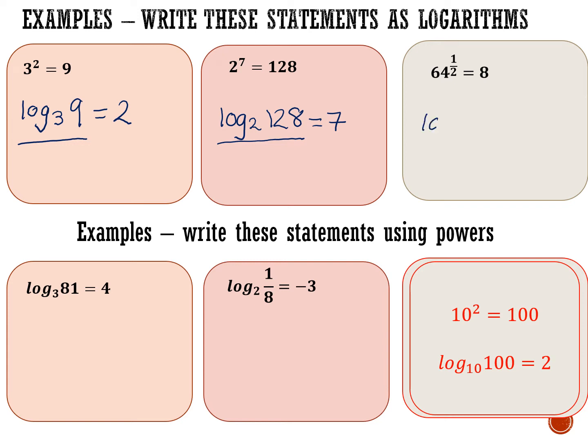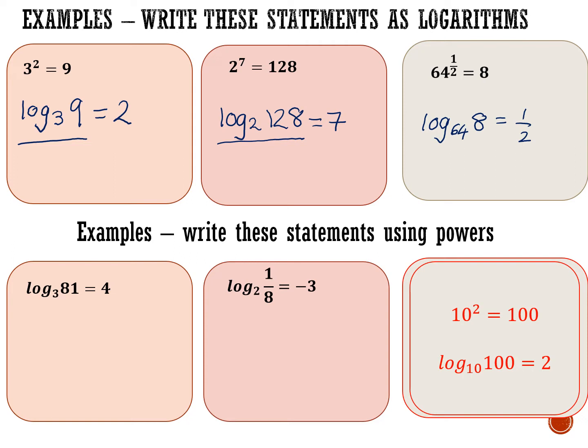Let's do the final one of this form. Log, the base number is 64. 8 is my answer in my exponential form. And here I'm saying, what power do I raise 64 to get 8? And the answer is, well, I square root it, but as a power, that's going to be a half.